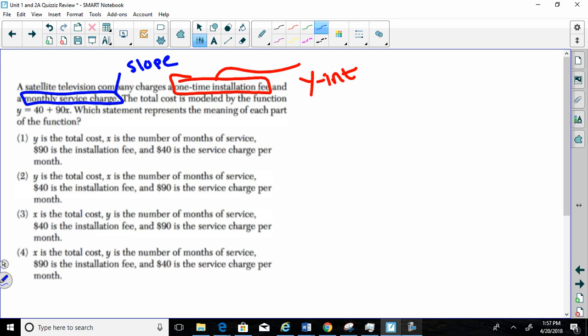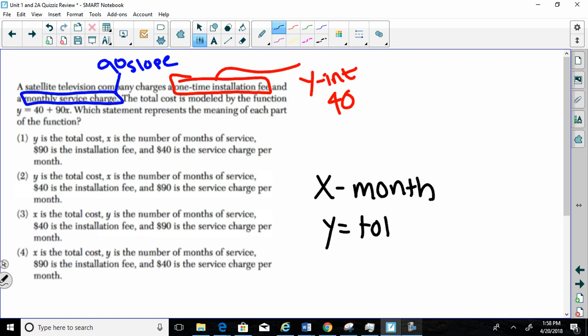The total cost is modeled by the function y equals 40 plus 90x. Which statement represents the meaning of each part of the function? So we know what number is going with the one-time installation fee. 40, right? So we should see that 40 goes with the one-time installation fee. We should see that the slope is that 90. And then it's $90 per what? What do they call it? Month. So x would be your months, because it's per whatever it is. And then y would be your total. So in this case, total cost. So answer 2.